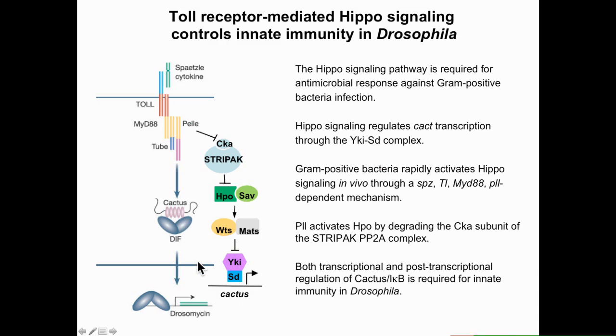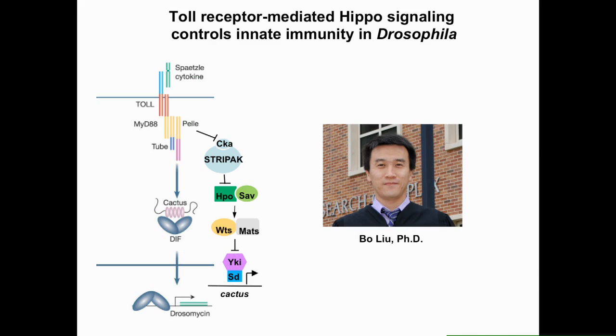And we believe that downstream of the Toll receptor signaling, there are two branches. One is through the canonical pathway that leads to cactus degradation in a post-transcriptional mechanism. But meanwhile, there's also a transcriptional mechanism by which Toll receptor will inactivate the transcription of cactus. And both this transcriptional and post-transcriptional regulation are required for a full-blown antibacterial response in Drosophila.